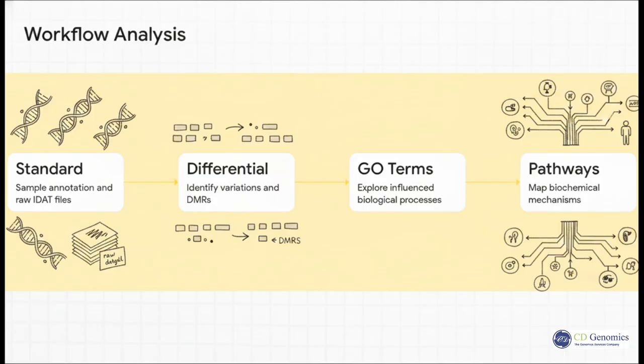They provide a complete end-to-end bioinformatics workflow. Step 1 is the standard analysis, handing you sample annotation and those foundational raw IDAT files. Step 2 moves into differential methylation analysis, a computationally heavy process identifying specific variations and differentially methylated regions, or DMRs, across massive groups. Step 3 dives into gene ontology terms to categorize the specific biological processes influenced by these changes. And finally, Step 4 maps it all out through advanced pathway analysis, unveiling the exact biochemical mechanisms underlying the variations. The service takes you directly from a raw physical sample to clear, actionable, mechanistic insights.